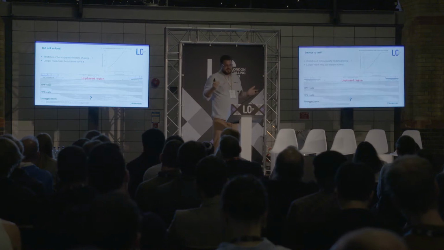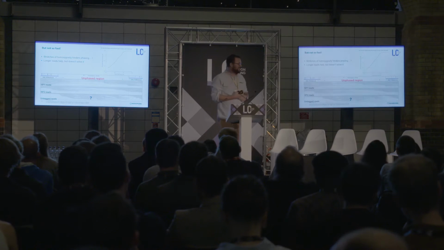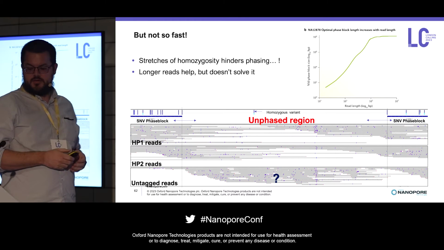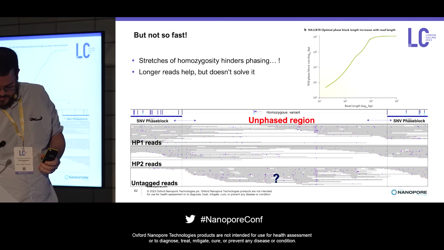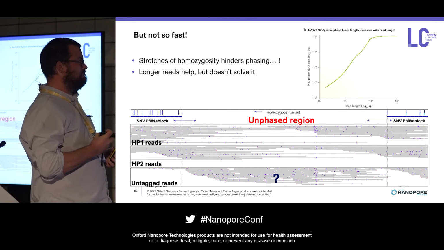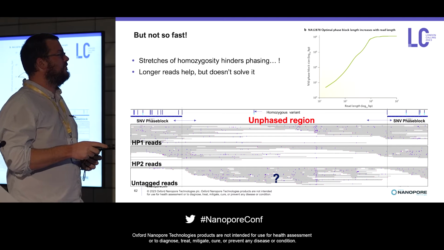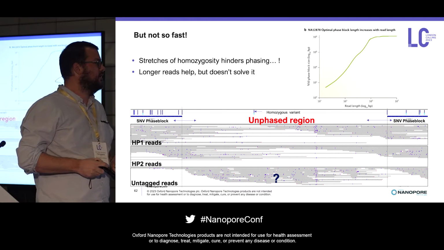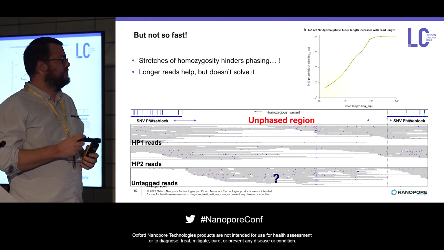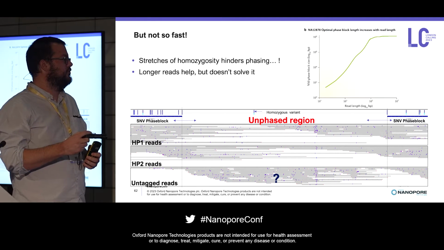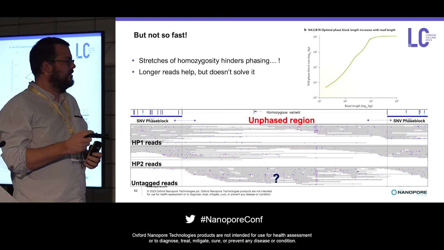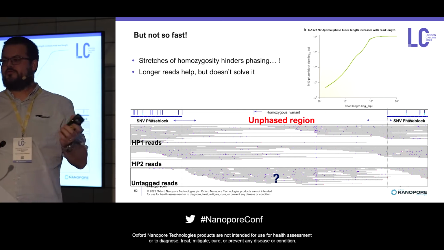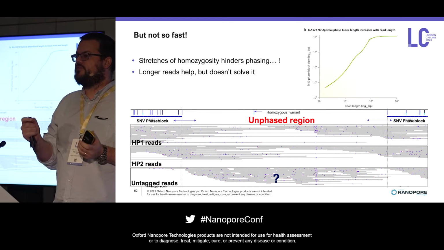However, not so fast. There's always a but in my presentations. There are a little bit of problems here. On the top picture here, you see how read length impacts the phasing ability. That's taken from a review paper that we published a few years ago. But also when you look at samples, here's an IGV screenshot with haplotype 1 assigned and haplotype 2 assigned reads, we often get a lot of untagged, unassigned reads, which make it hard to connect two different phase blocks. And that's basically a function of your read length, right?